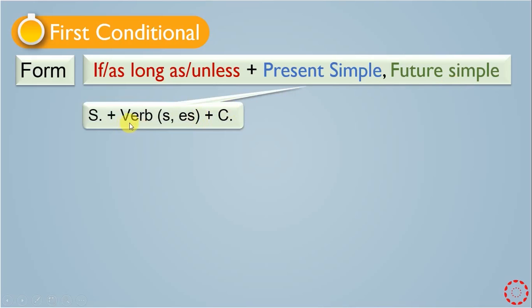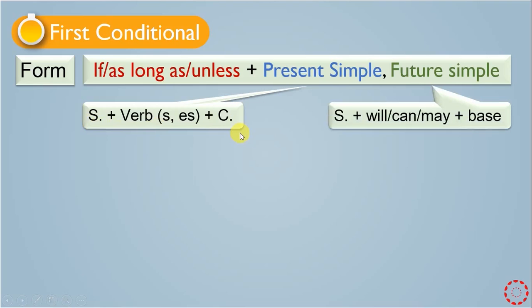Now let me show you or remind you what's the structure or what's the form of present simple. For present simple we have this structure, this form. We have subject and then we have verb, and then we may have s or es. Or we can say we add s or es to the verb in some cases if we have the third person singular pronouns like he, she, or it. And then we have the complement of the sentence.